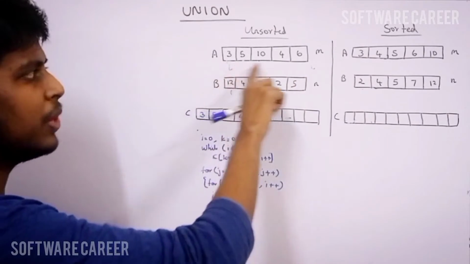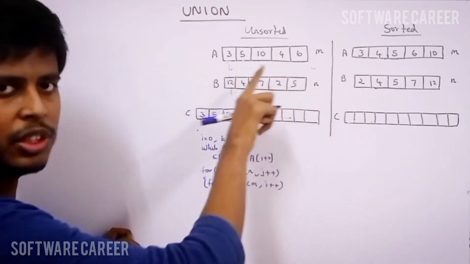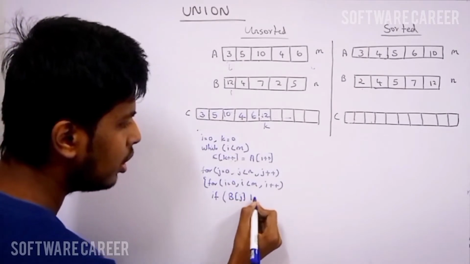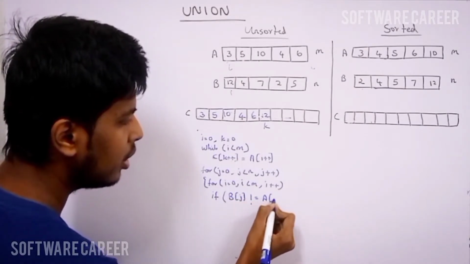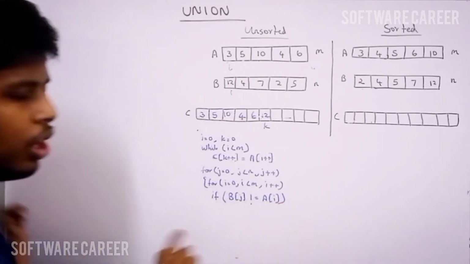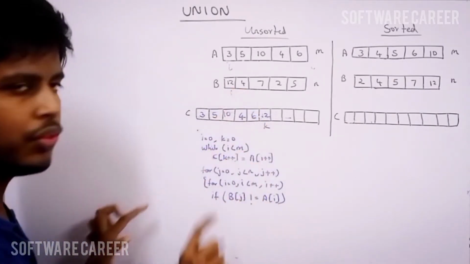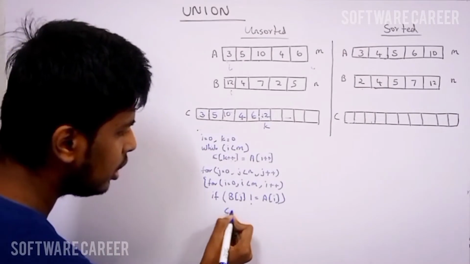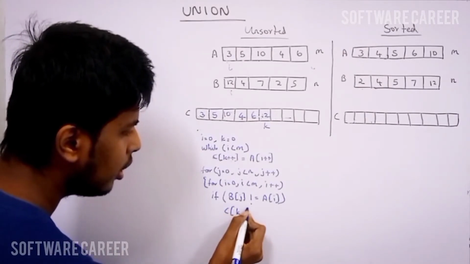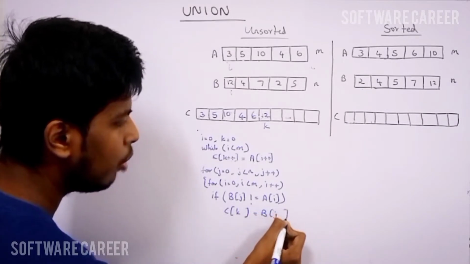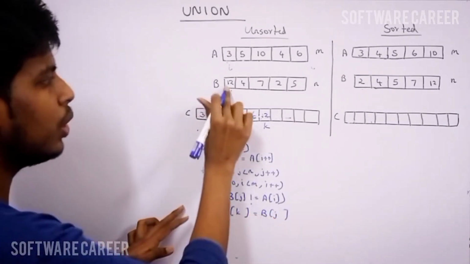That means it's not present. I moves from 0 to m. So if it's not present over here, b of j not equals to a of I. If it is not present, then you can copy this b of j over c of k. So I am writing c of k equals to b of j. I copied the 12 over here.